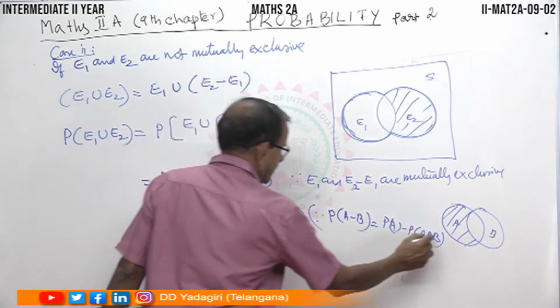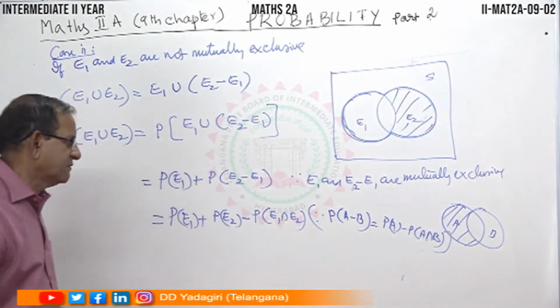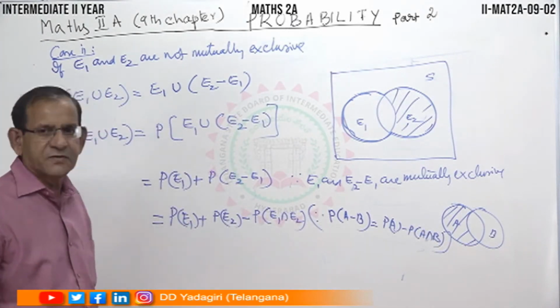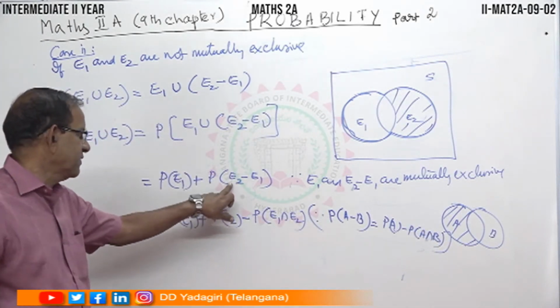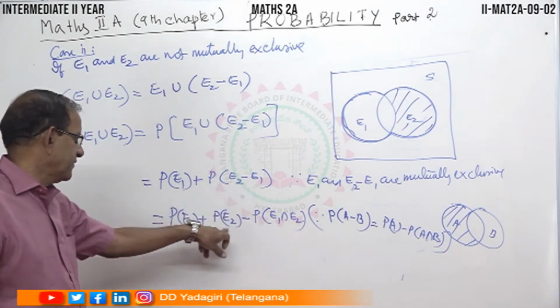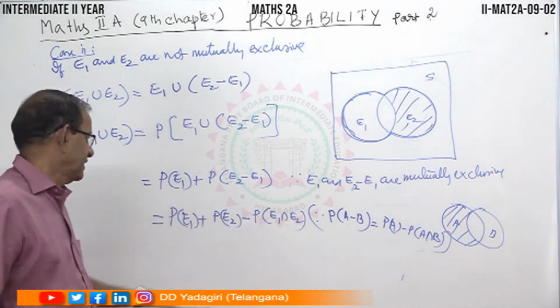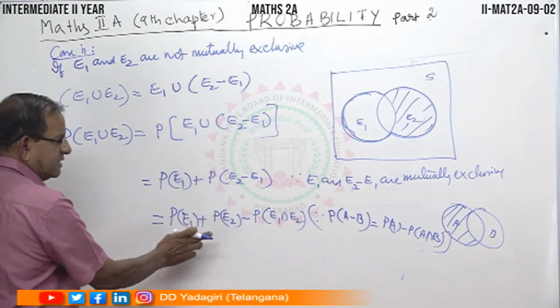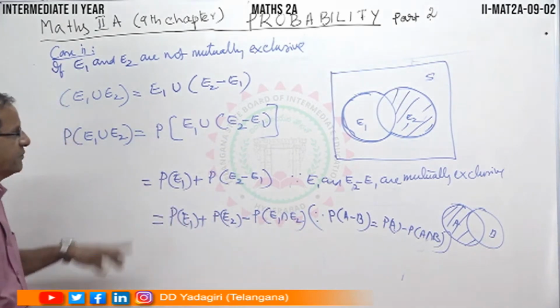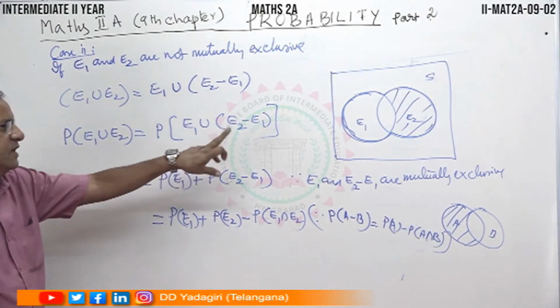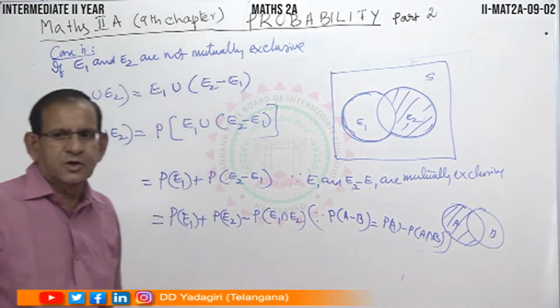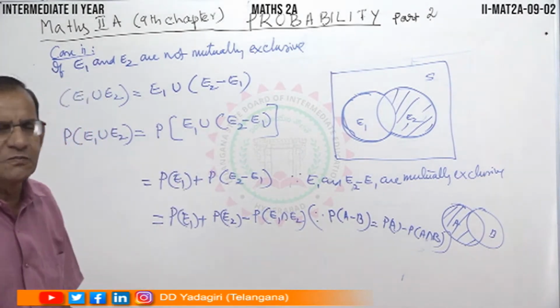Because of this, P of A minus B is always equal to P of A minus P of A intersection B. Now it is in the form of P of A minus B, so P of A minus P of A intersection B. Now this is the addition theorem for the union of two events E1 and E2.